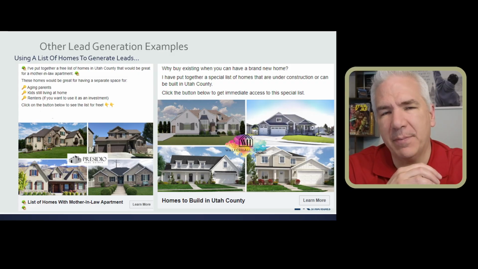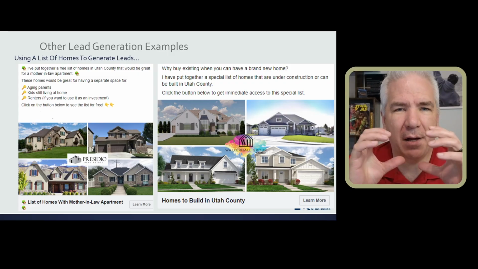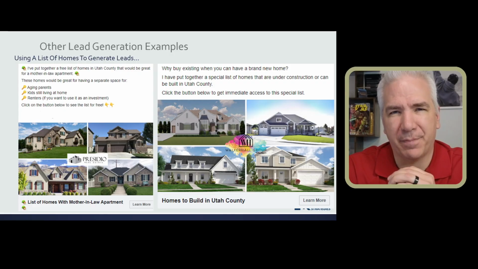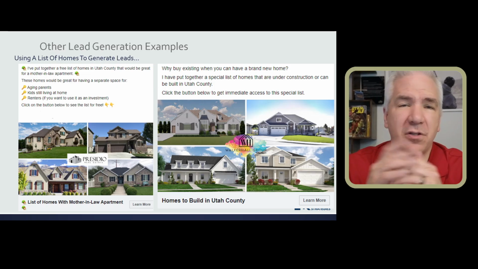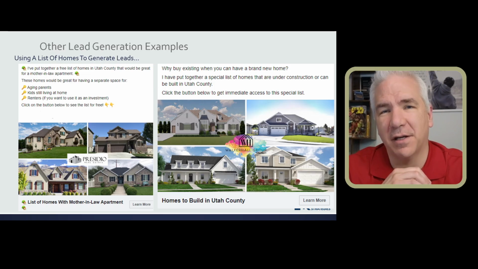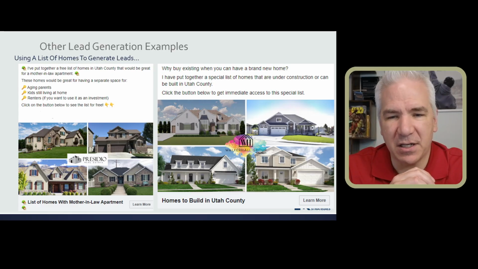Plus, targeting the right people is also easier when we're going after a specific type of person. So the other thing that's nice about marketing a list of homes is you don't need permission to market a list, right? So that makes it easy as well.